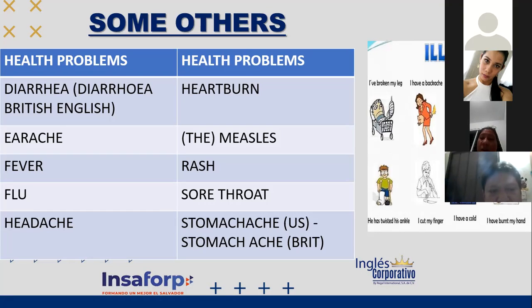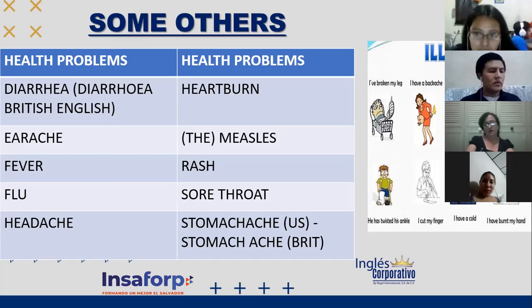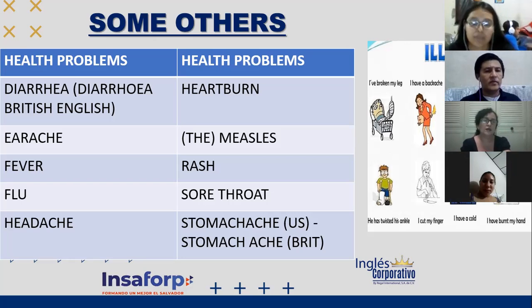Diarrhea, urge, fever, flu, gorge, heartburn, measles, rash, sore throat, stomachache. Okay. Thank you. Josue Mauricio. Diarrhea, rash, a fever, flu, headache, heartburn, measles, rash, a sore throat, stomachache. Thank you. Reinaldo.